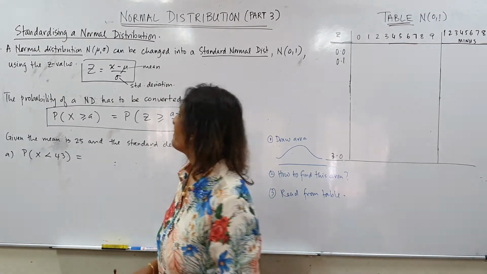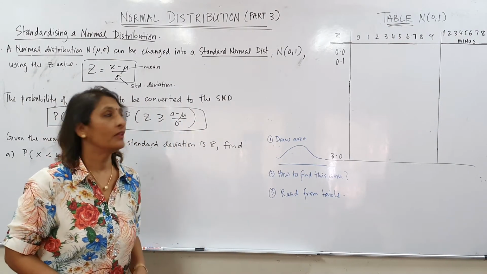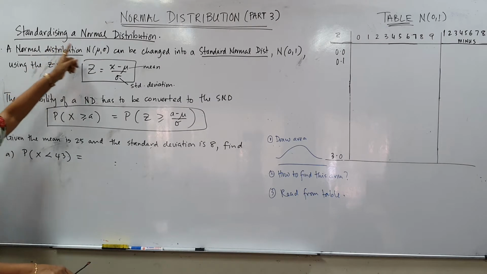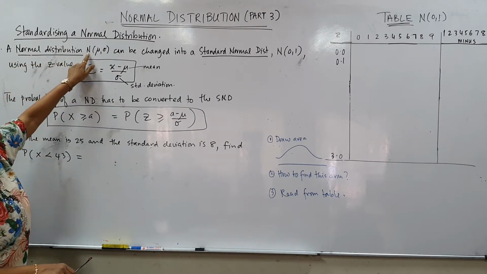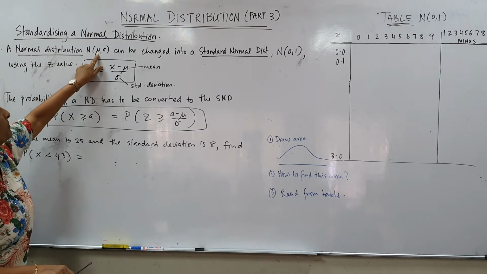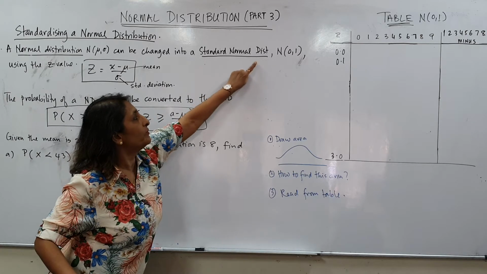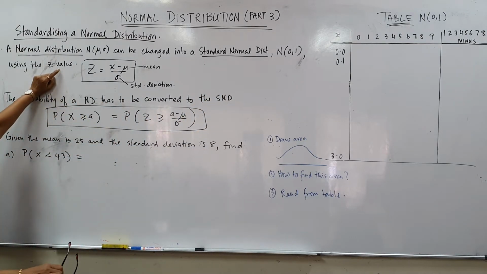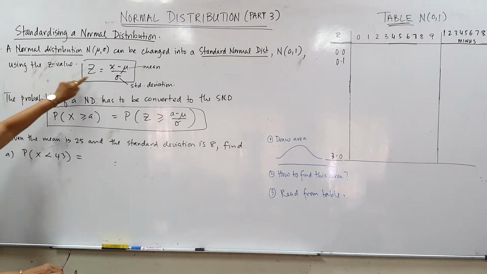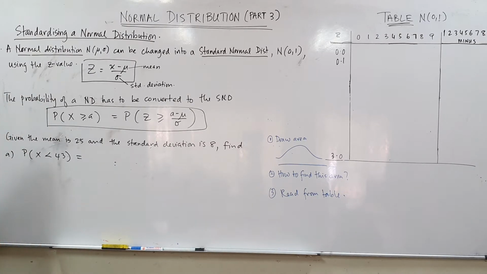Today we are going to learn how to standardize a normal distribution. Standardizing a normal distribution. A normal distribution, N(mu, sigma), can be changed into a standard normal distribution, which is N(0, 1), using the z-score or the z-value. This is the formula you have to use to convert a normal distribution into a standard normal distribution.